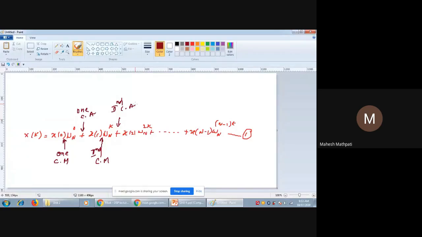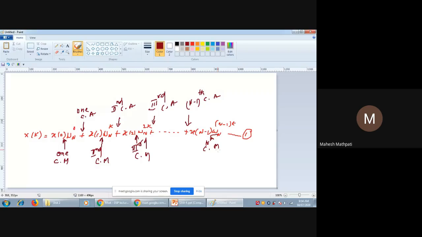Right? Then what I can write for this? This I can write as third complex multiplication. And this I can write as third complex addition. Okay. Understood? Yes, sir. Now this, what I can write? This is n minus 1 complex addition, and this is nth complex multiplication. Nth complex multiplication. Okay.